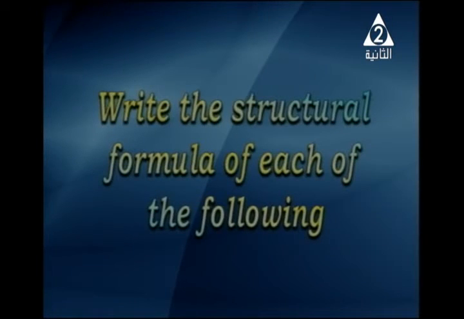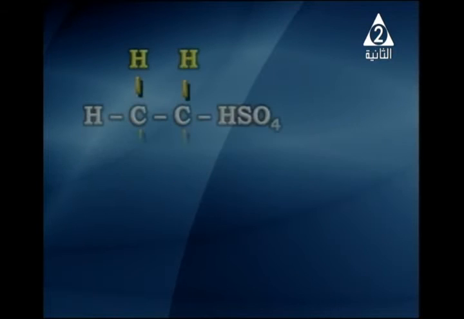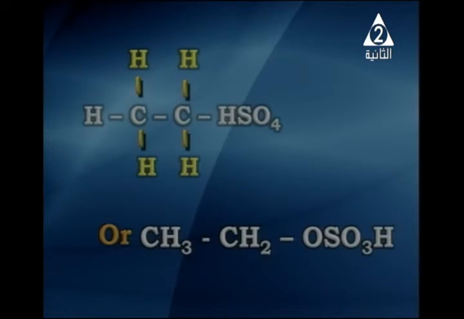The next type of question, my dear student. Write the structure formula for each of the following. Ethyl hydrogen sulfate, 2-butene. Here, ethyl hydrogen sulfate, my dear student, as shown on the screen, CH3CH2HSO4 or CH3CH2OSO3H.